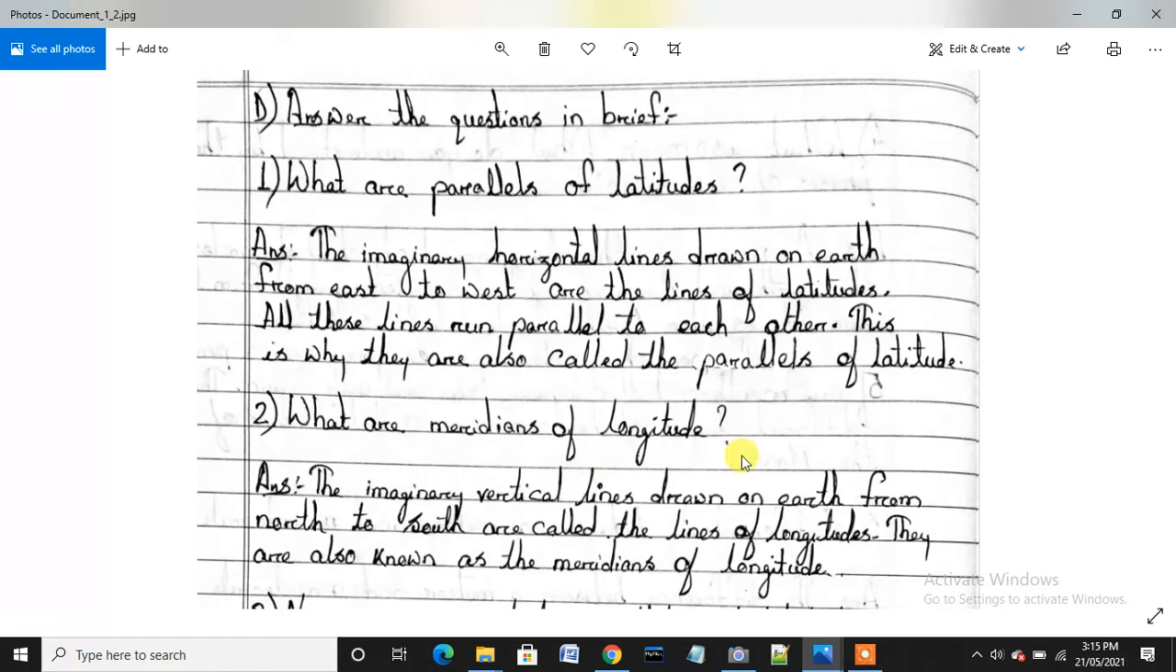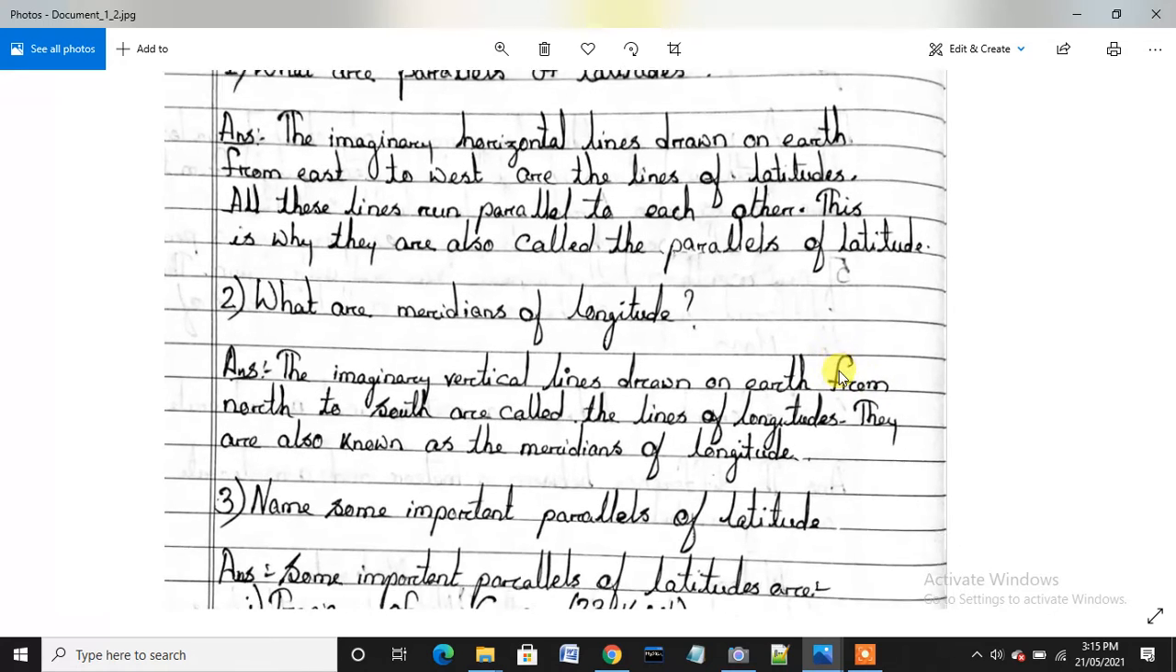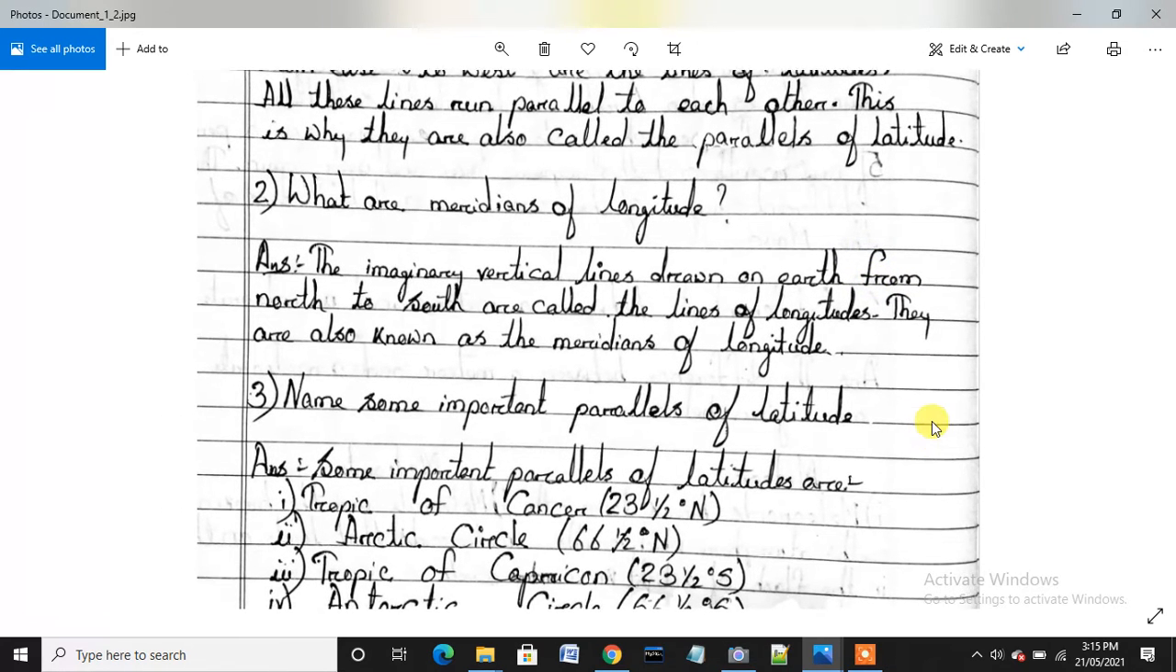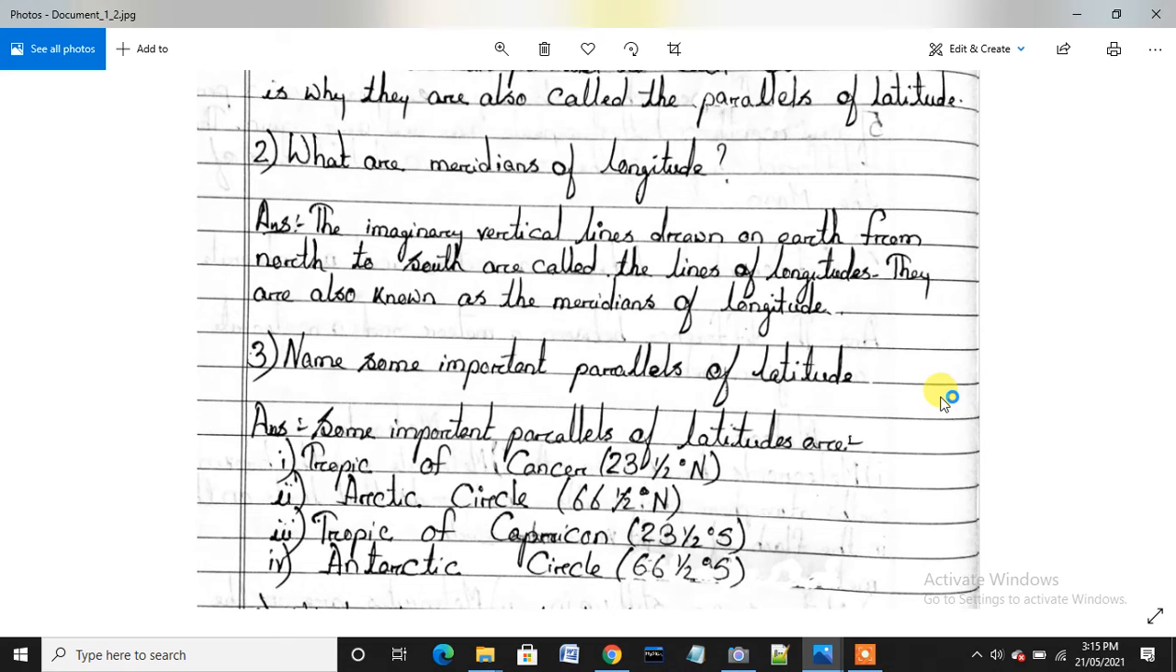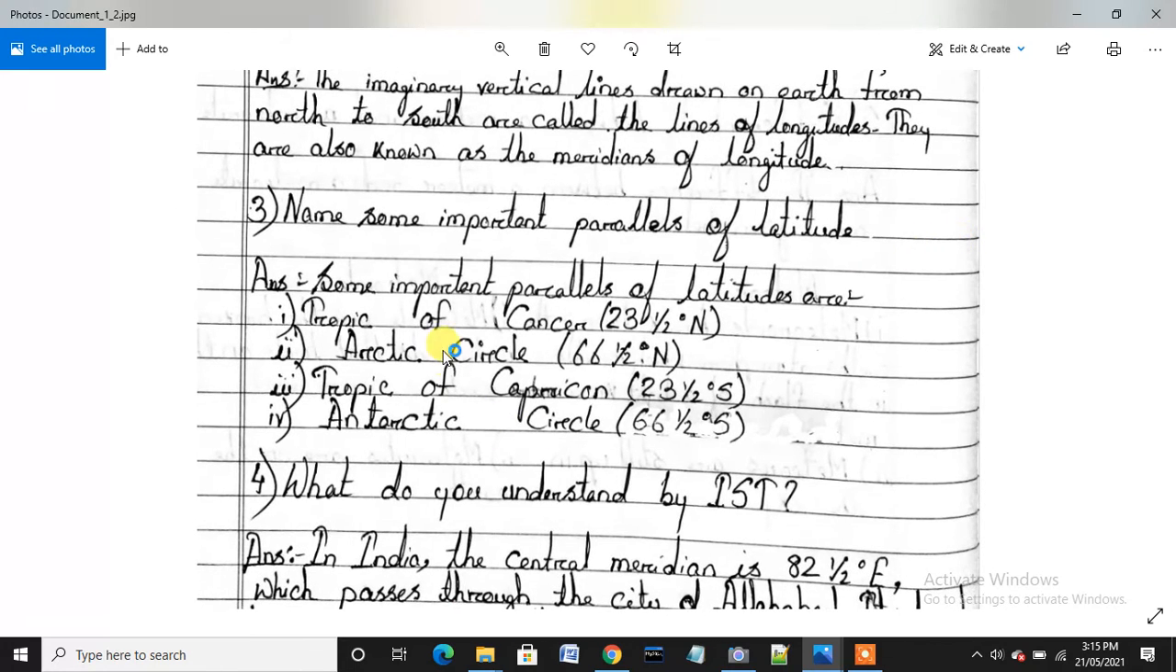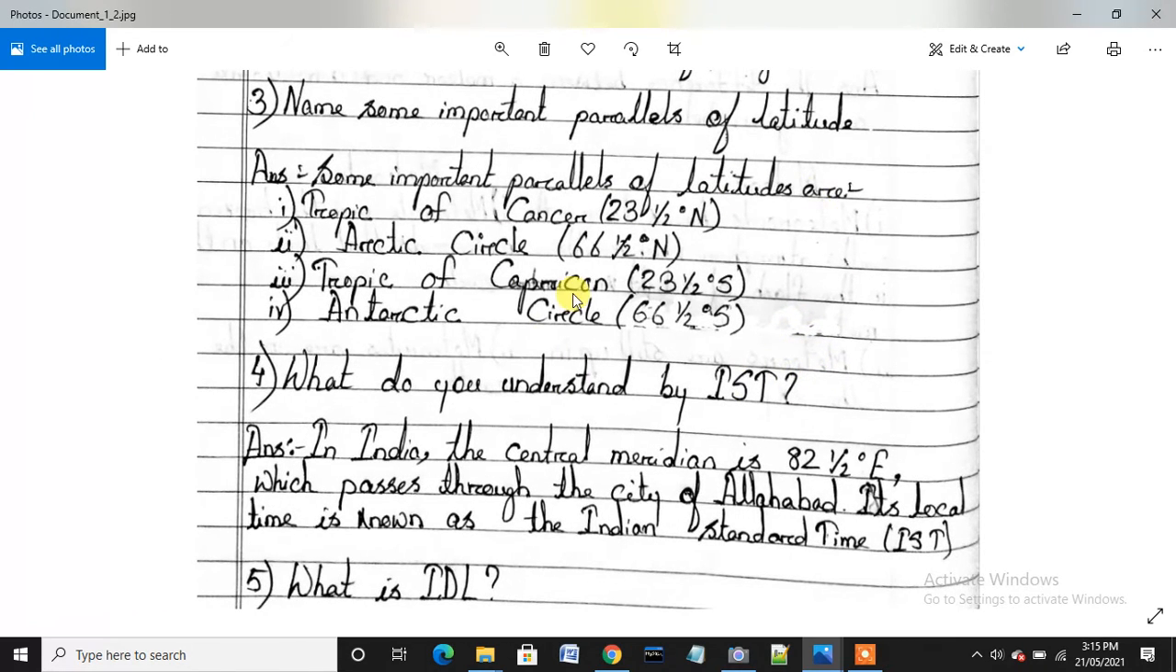What are the meridians of longitude? The imaginary vertical lines drawn on the earth from north to south are called the lines of longitude. They are also known as the meridians of longitude. Name some important parallels of latitude. Some important parallels of latitude are the Tropic of Cancer, that is 23 and a half degrees north. Arctic Circle, that is 66 and a half degrees north. Then Tropic of Capricorn, 23 and a half degrees south. Antarctic Circle, 66 and a half degrees south.